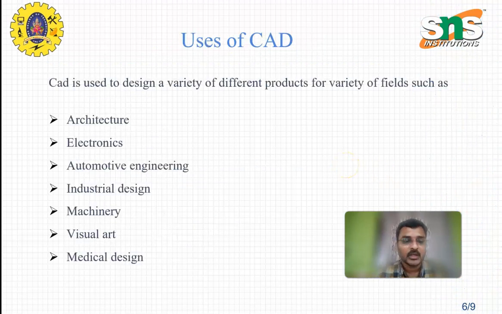Uses of CAD: these are some of the products or places where we use CAD. Architects use CAD tools the most to make designs for building structures, frames, or infrastructure. Electronics is very important; in many electronics, CAD design has been used. In automotive engineering, on all automobiles, design software is used for designing a differential unit or other parts. Also in industrial design, machinery, visual art, and even in the medical field, it can be used very effectively.